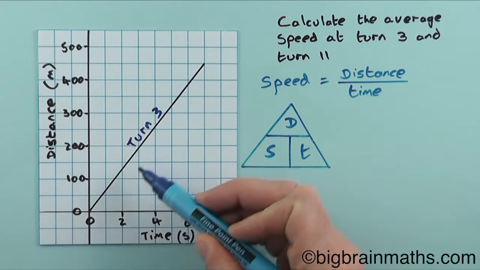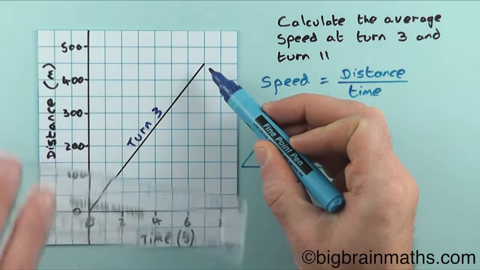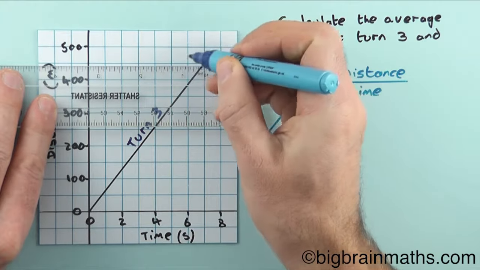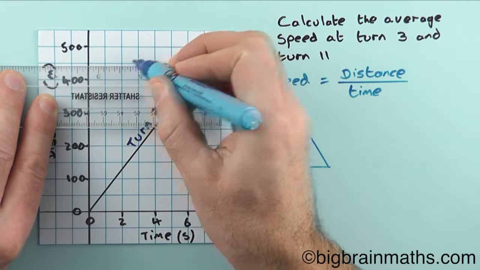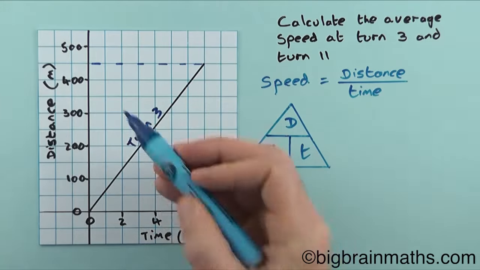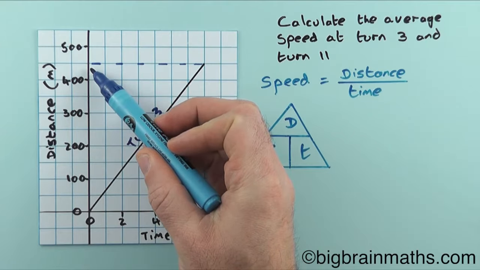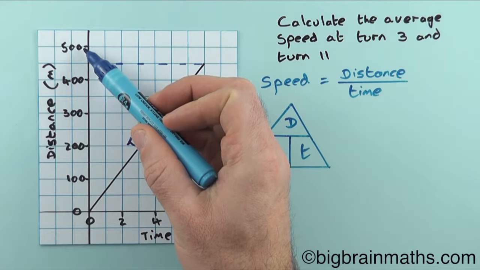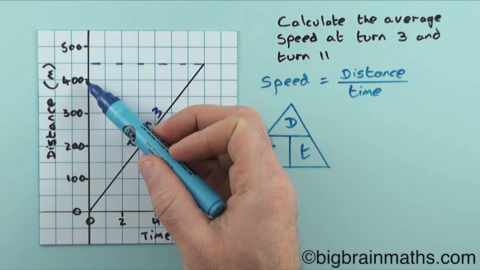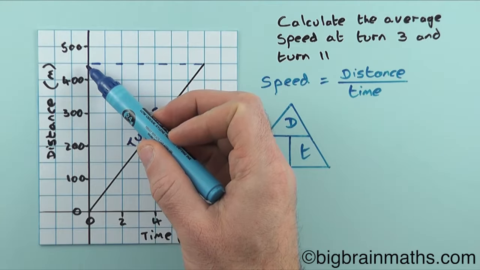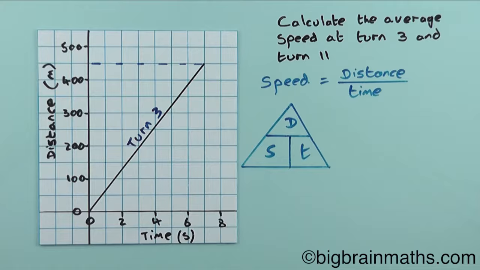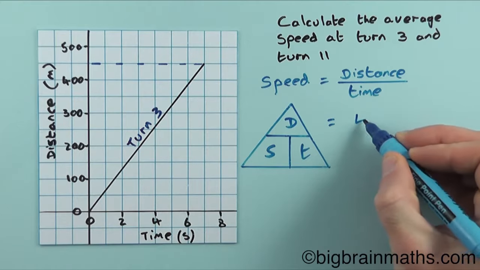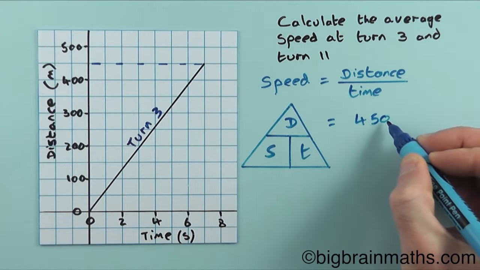So I go to the end of the line of turn 3, and I take my ruler, and I need to draw a dotted line from the end of this line across the graph until I get to the y-axis. And this is the value of the distance that I need to read off. Now we can see that it's halfway between 500 and 400, which means that this distance must be 450. So we now know that the distance of turn 3 is 450 meters.